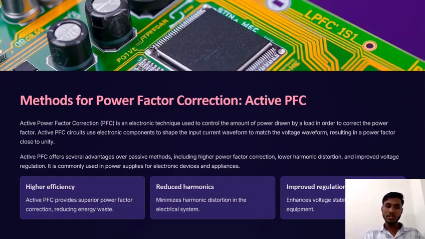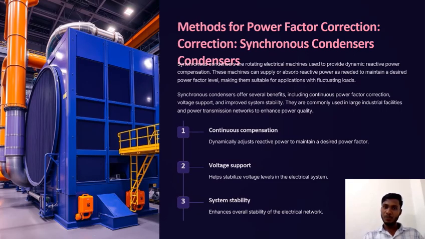Active PFCs offer several advantages over passive methods, including high power factor correction, lower harmonic distortion, and improved voltage regulation. They are commonly used in power supplies for electronic devices and appliances. The advantages we get by using active PFCs are higher efficiency, reduced harmonics, and improved regulation. Next, another method for power factor correction.